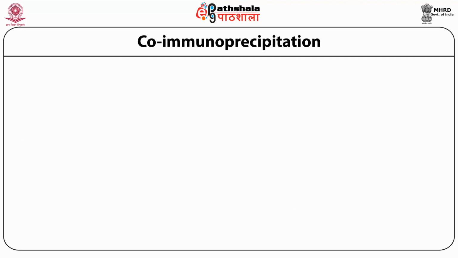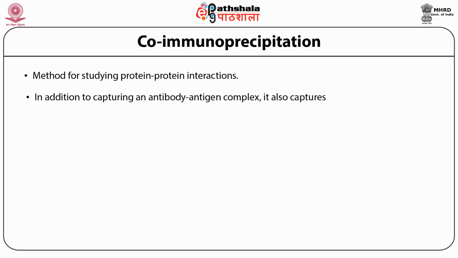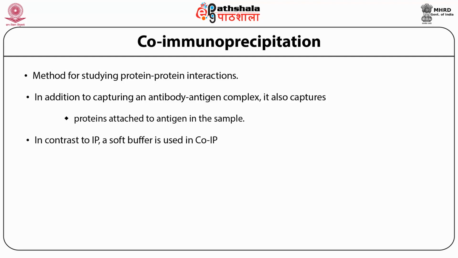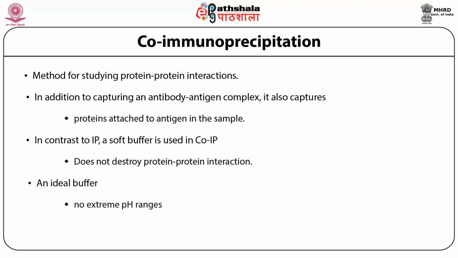Co-immunoprecipitation, commonly referred to as Co-IP, is very similar to the immunoprecipitation method. However, this method is used for studying protein-protein interactions. It involves not only capturing of the antibody-antigen complex, but also the proteins attached to the antigen in the crude sample. In contrast to IP, a soft buffer is used in Co-IP, which is not so harsh that it destroys protein-protein interaction. A buffer with no extreme pH range and less detergent, usually less than 100 millimolar, is preferred in case of co-immunoprecipitation.